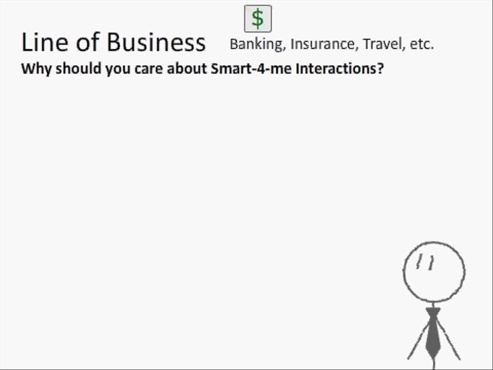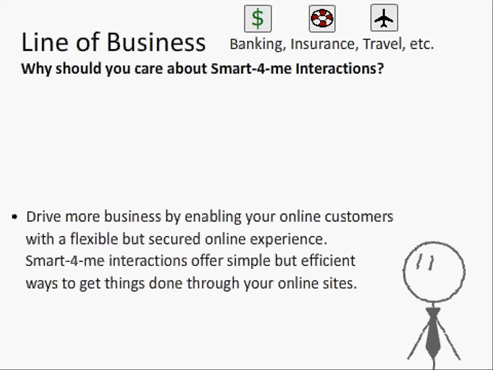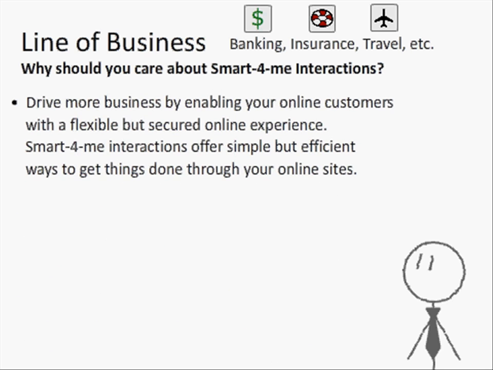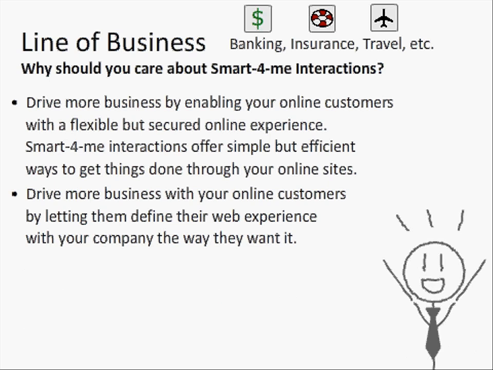Line of business, banking, insurance, travel, and many others. Why should you care about Smart-4-me interactions? You want to drive more business by enabling your online customers with a flexible but secured online experience. Smart-4-me interactions offer simple but efficient ways to get things done through your online sites. You want to drive more business with your online customers by letting them define their web experience with your company the way they want it.